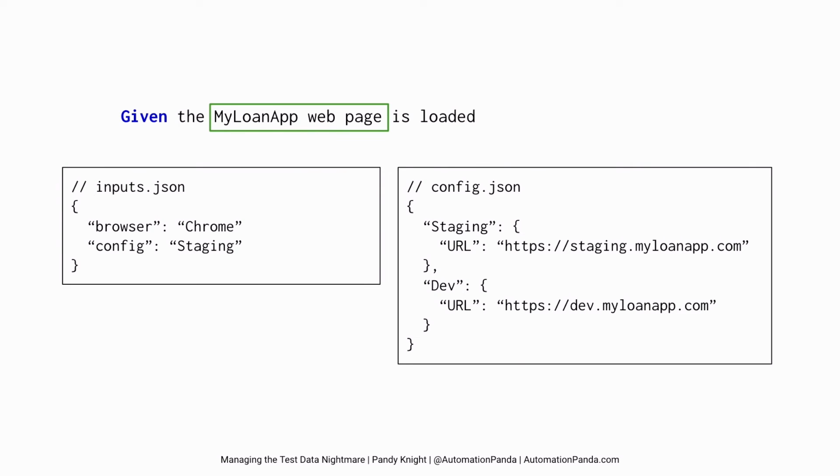Either way, this test case step can be rewritten to refer more generically to the web application rather than a hard-coded URL. Automation can select the target environment using the inputs and config metadata.